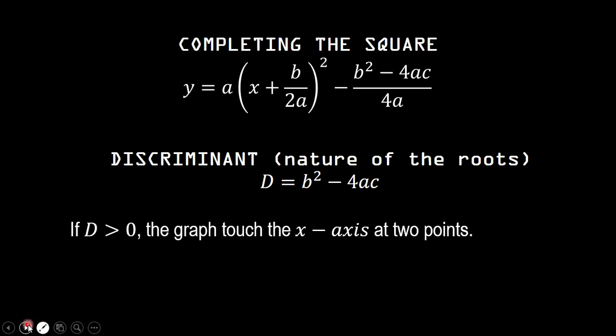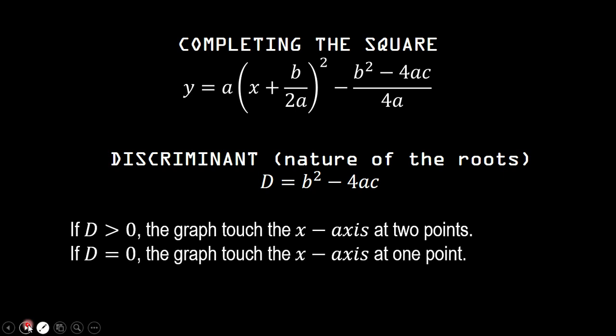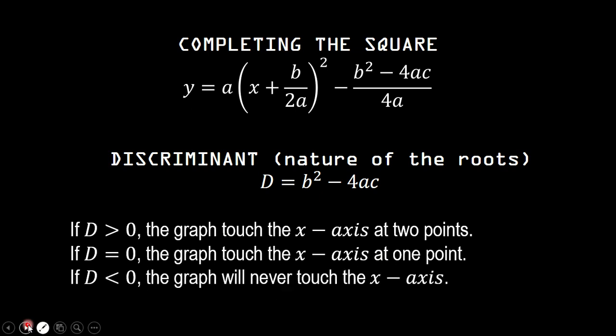Given that D is greater than 0, the graph touches the x-axis at 2 points. So if you solve for the discriminant and the discriminant is greater than 0, the graph touches the x-axis at 2 points. If D is equal to 0, the graph touches the x-axis at only 1 point. And if the discriminant is less than 0, the graph will never touch the x-axis. Please take note of this whenever you graph a quadratic function.